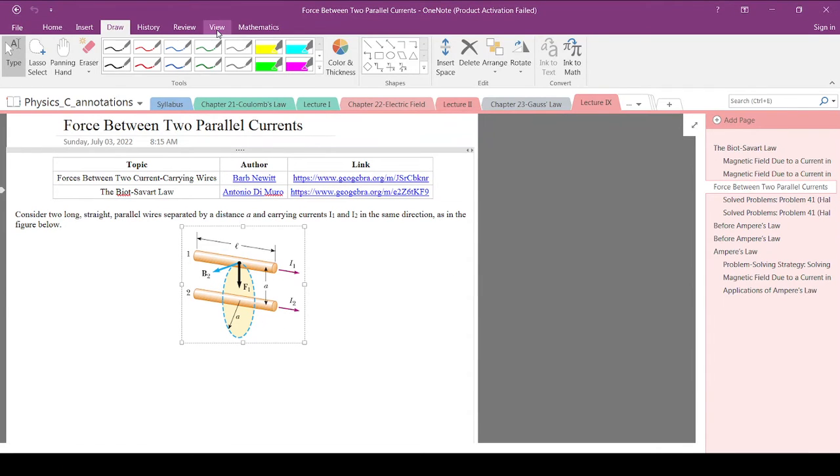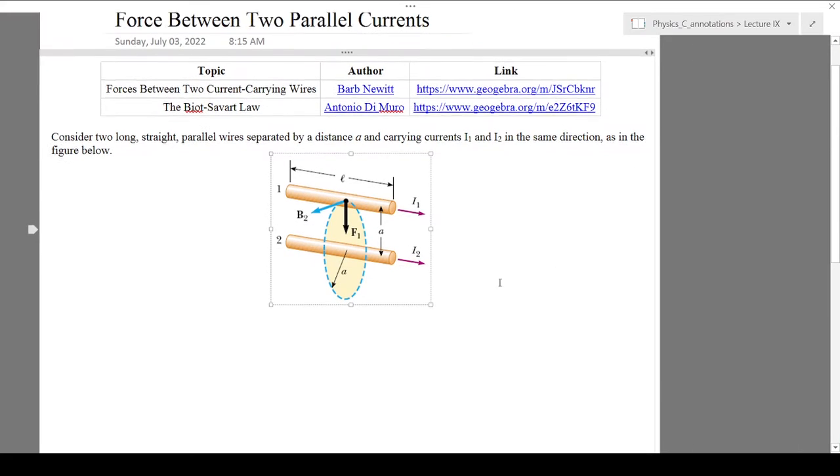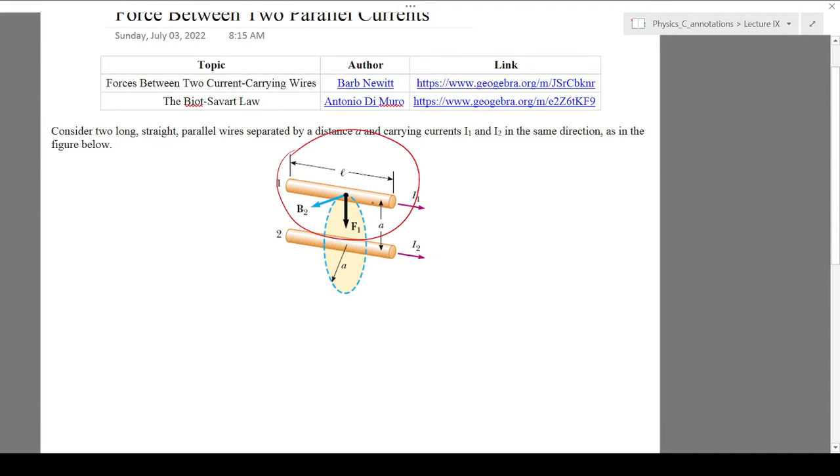What I would like to solve now is exactly a similar problem, considering two wires carrying current. Now I'm going to calculate the force that one wire is going to generate on the other wire.